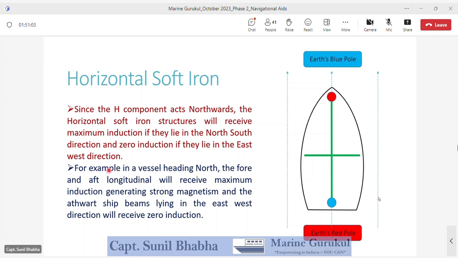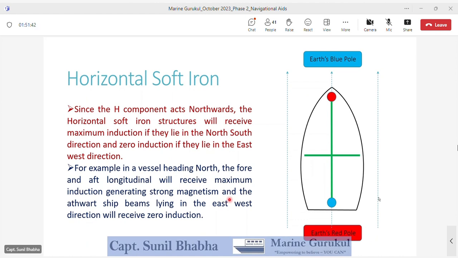So taking this example, we had a vessel heading in the northerly direction. A vessel which is heading north, the fore and aft longitudinals, which will also be lying in the north-south direction, will receive maximum induction from the magnetic field of the Earth. The Earth's magnetic field also is in the north-south orientation. So they are perfectly aligned with the magnetic field of the Earth, generating maximum induction. So with maximum induction, it will have strong magnetism acquired.